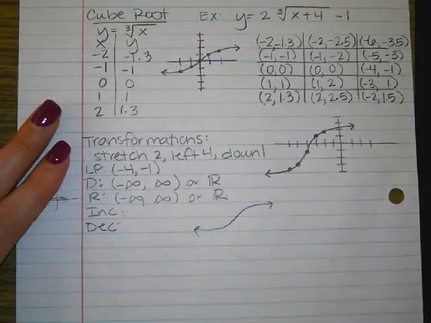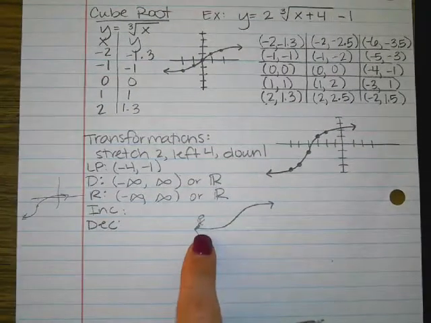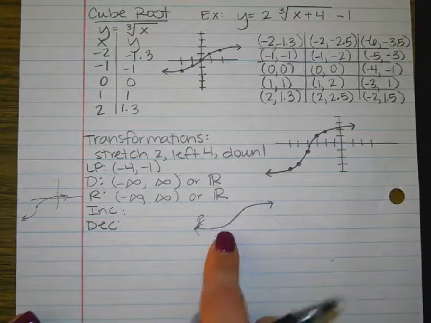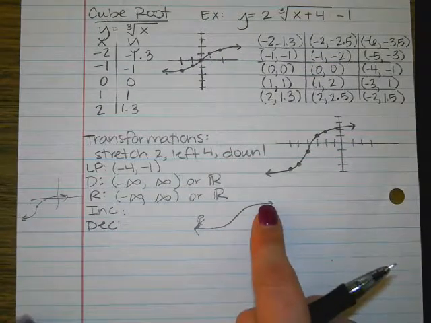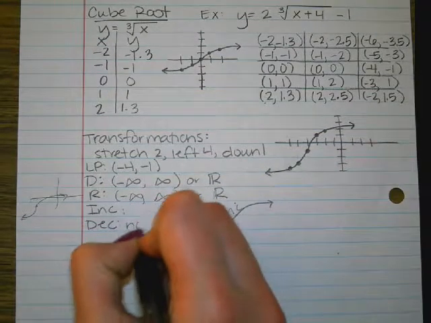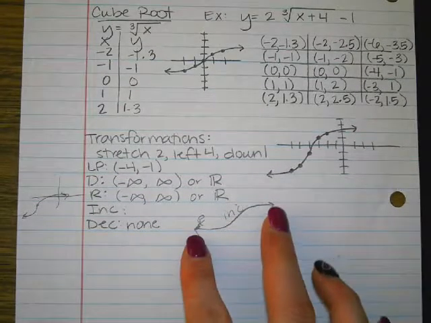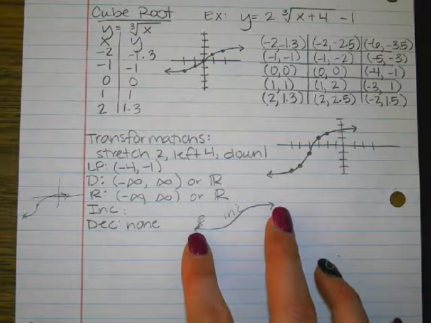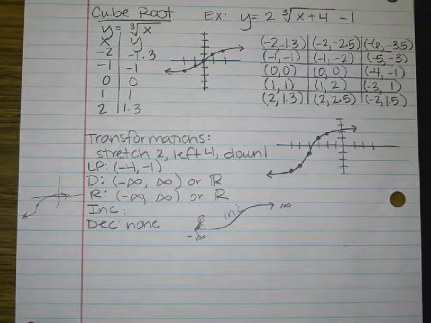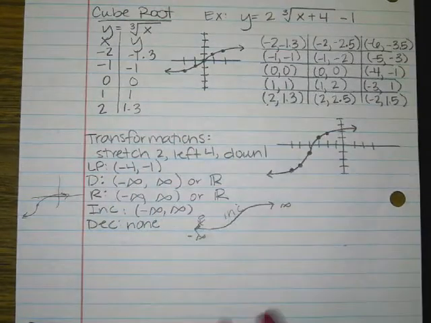So for this, we'll go ahead and label our little stick figure dude. And what do you guys notice about the little stick figure? He's going up. Yeah, he's going up slowly and then quickly and then slowly, but he's going up the entire time. So that's why Leah was saying that decreasing answer is none. And then what are our two x values on either end? Yeah, negative infinity over there, positive infinity over there. So we're going to say he's increasing from negative to positive infinity.